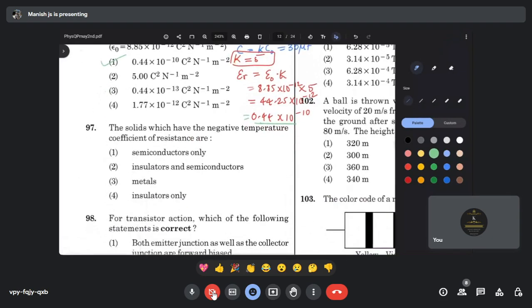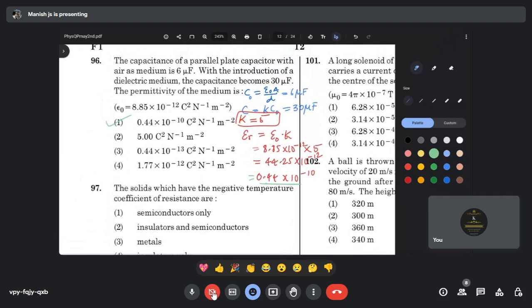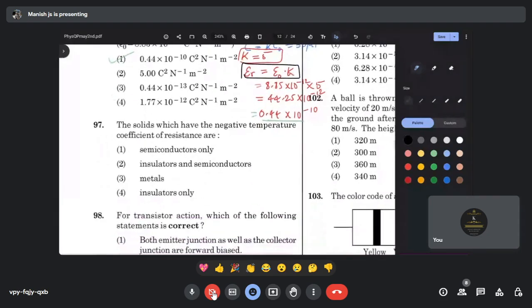Question number 96. Here we made use of three different formulas. First one is the formula for parallel plate capacitor. Second one is parallel plate capacitor with a dielectric. Then you find out K. Then we use the third formula, the relation between the permittivity of a medium with respect to the dielectric: ε_r is equal to ε naught times K. So these are the formulas associated with solving this question.